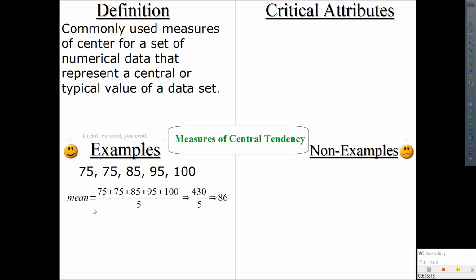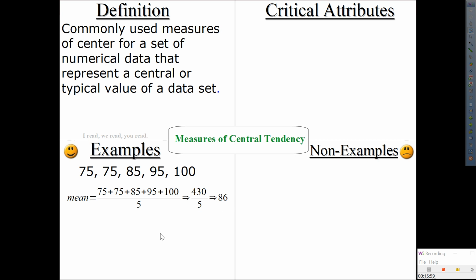The first one, the mean. To find the mean, you need to add all the numbers or the data given and divide it by the number of data that was given. So we have 75 plus 75 plus 85 plus 95 plus 100. How many numbers are those? 5, so we divide by 5, and that's how we get our mean. Now, you guys are seniors. By now you know how to compute your GPA. That's exactly what you do. Yes? All right, good. That's one.